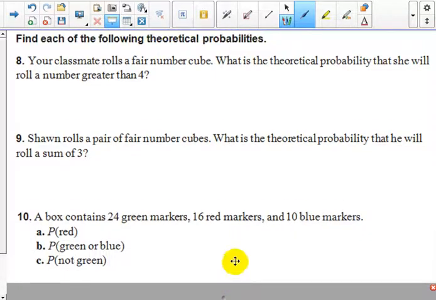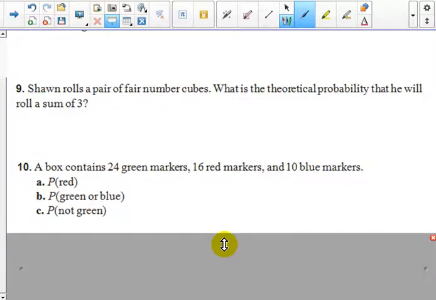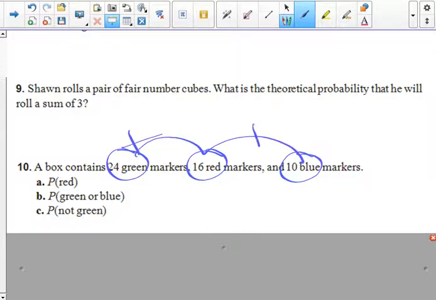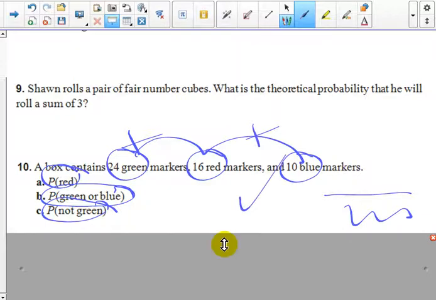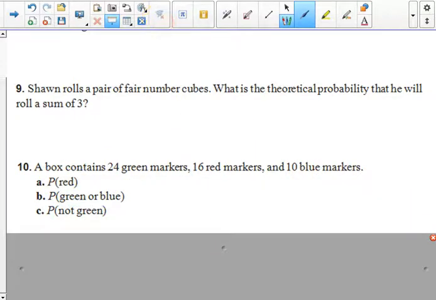So you'll work number 10 at home. Now this one, let me give you food for thought on it. A box contains 24 green markers. So 24 green, 16 red, and 10 blue. So your total for all these is going to be this plus this plus this, right? That's your total. And then they want to know, what's the probability that you're going to get a red marker, green or blue, or not green? So that's what you're going to do on number 10, and then you'll turn that in tomorrow.